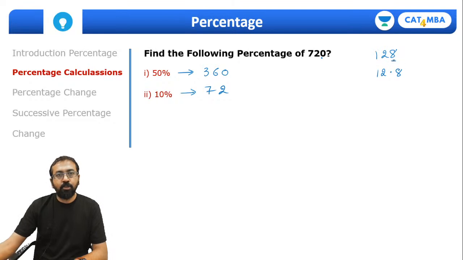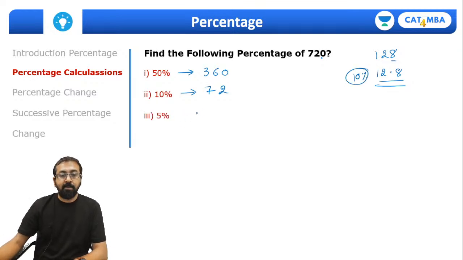Just put this one digit aside and put a decimal before that. That's how you can quickly find out 10%. Very simple, right? Now, if I ask you what is 5% of 720, so of course 10% is 72. So can I say 5% is half of 72, that is 36? Everyone, are you all with me?